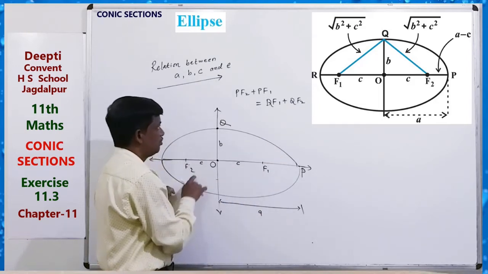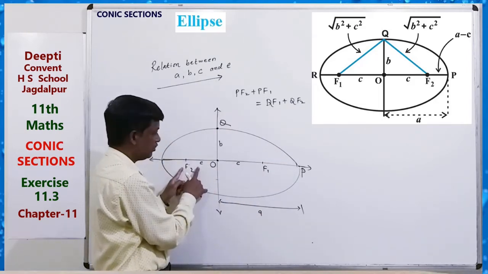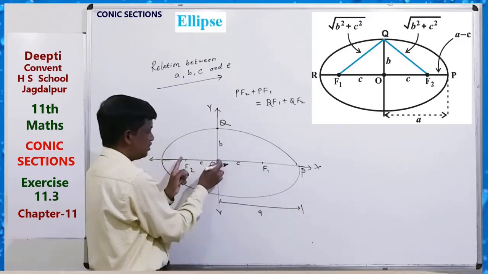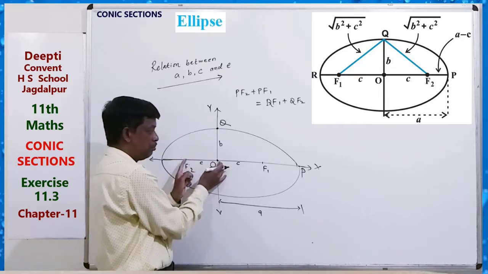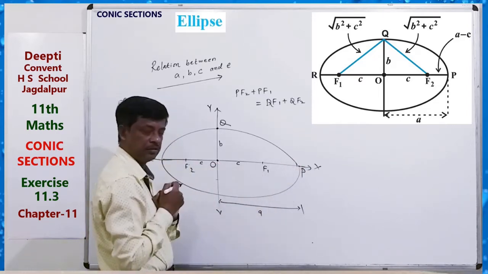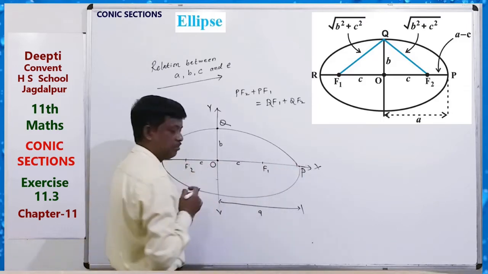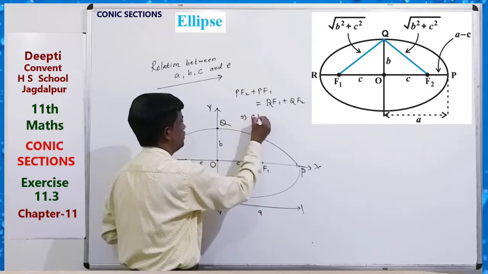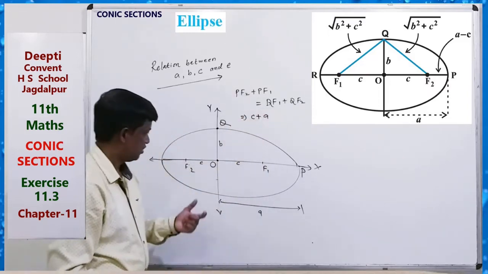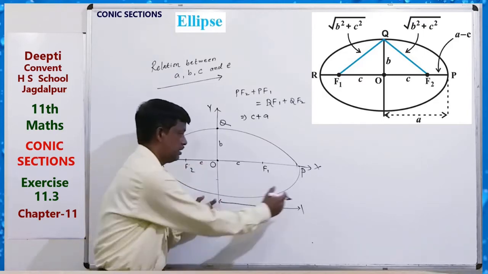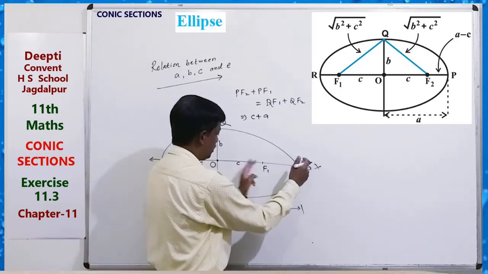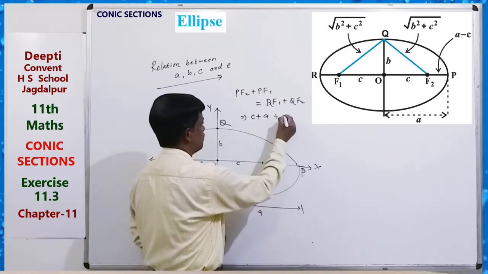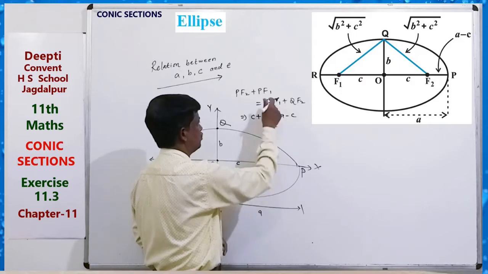So this distance PF2 can be written as, if this is the x-axis and this is the y-axis, C plus OP. This plus this means C plus A. So PF2 is C plus A. And PF1, what? This is A, this is C, so this equals A minus C. So A minus C equals QF1.